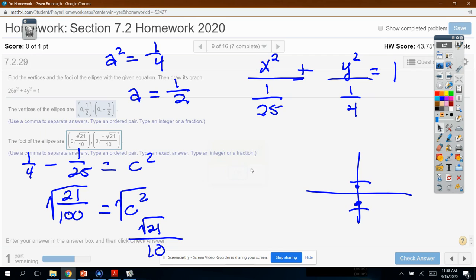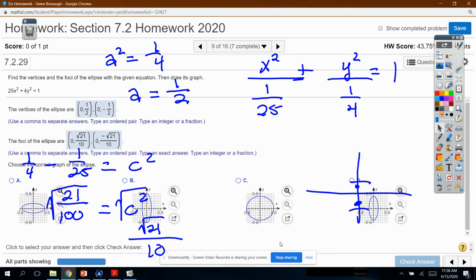Oh, they liked it. Okay, and then here's my, now they give me itty bitty scale. It's in the y direction, we said, up and down a half in the y direction. It looks like this one. Yeah, I think it's D.